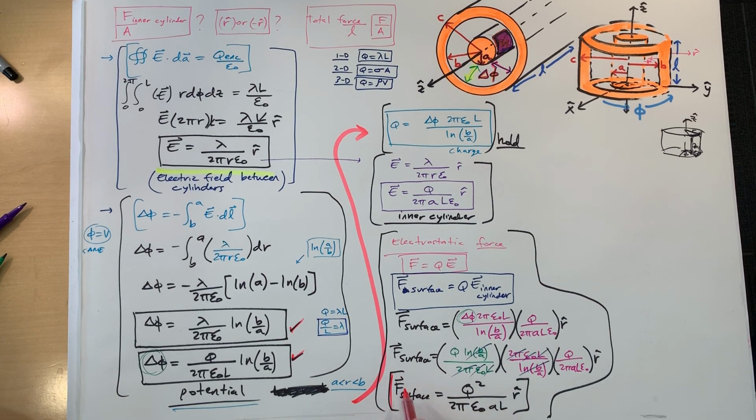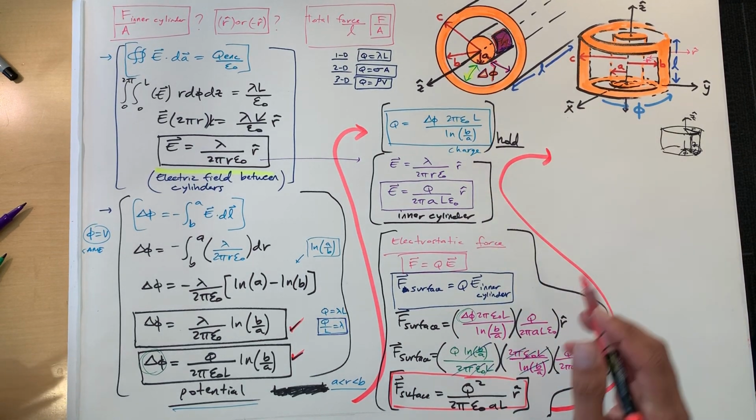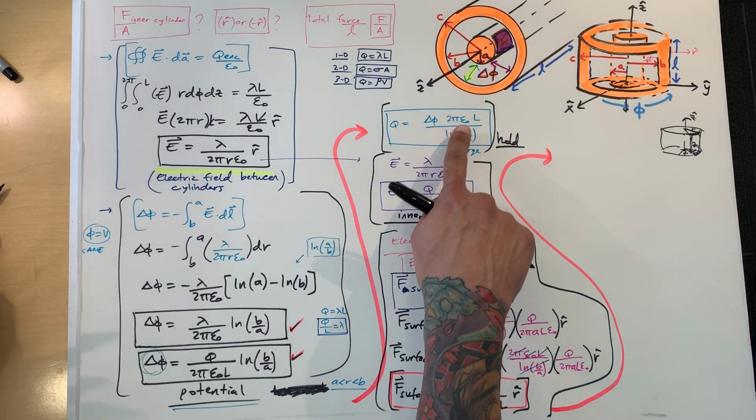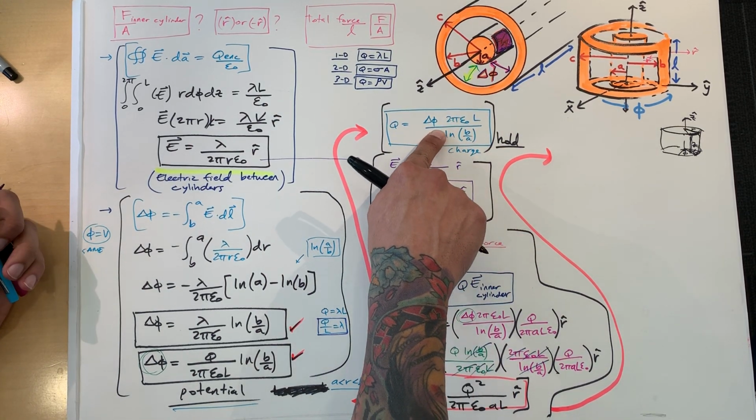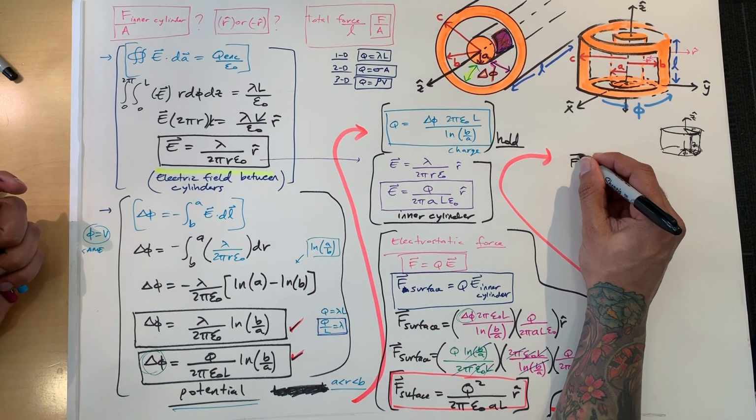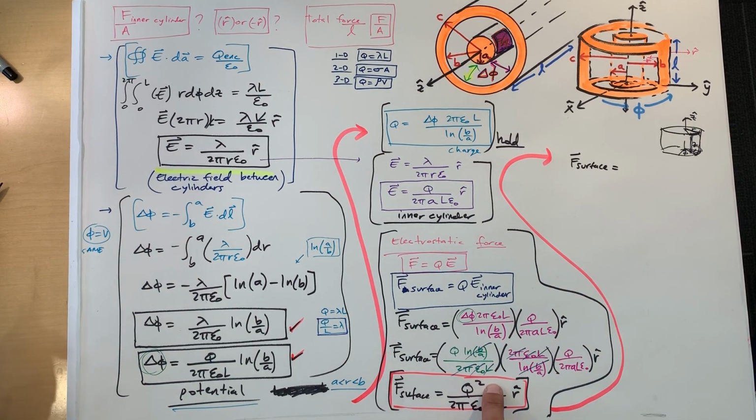This is a good answer if this is what they were asking you for. Just represent the force as a function of the charge or whatever. But specifically, the problem wants us to make it look like something. So this is not wrong, but let's change the Q now and represent it with potential. Okay, so we got force of this surface is equal to Q squared, right?